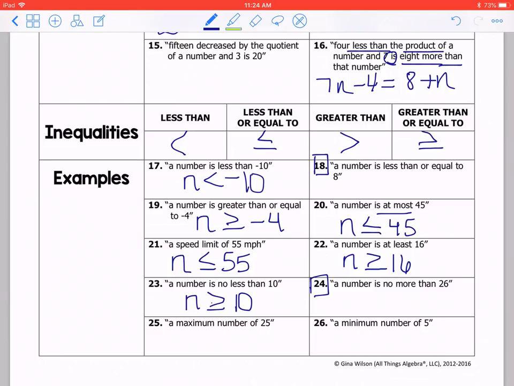15, a maximum number of 25. So it cannot go over 25. Max is as high as you can go. So it's less than or equal to 25. You guys are responsible for doing also 26.